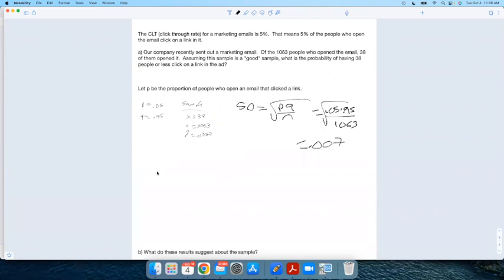Okay, then I'm not going to write it out, but I kind of drew the picture of it. All possible samples of size 1063 will have success rates that follow a normal distribution. And the average sample would have a success rate, same as the population, of 5%. Standard deviation, 0.007. I want to find the probability of getting the sample I got. I want to figure out, was mine a weird sample result?